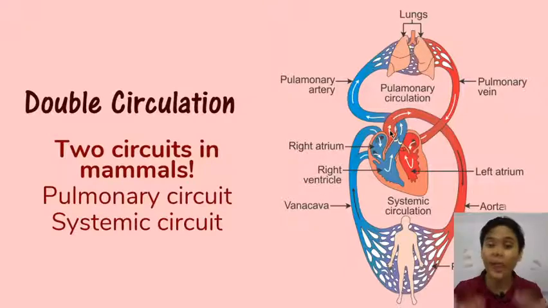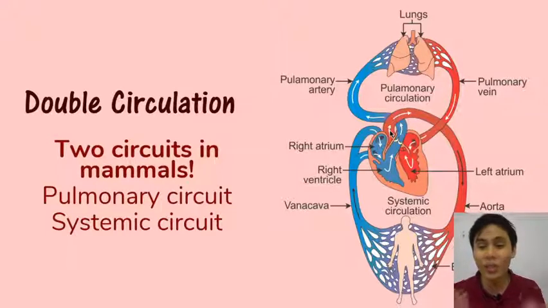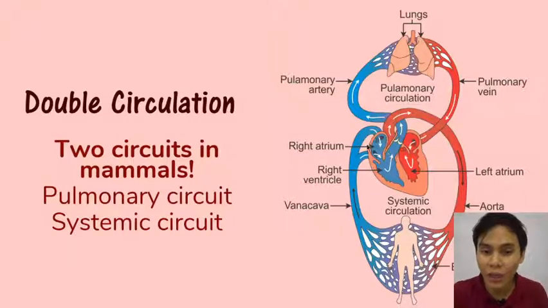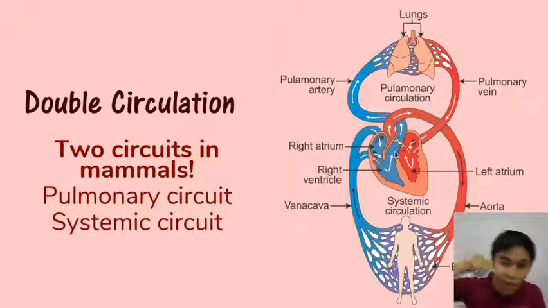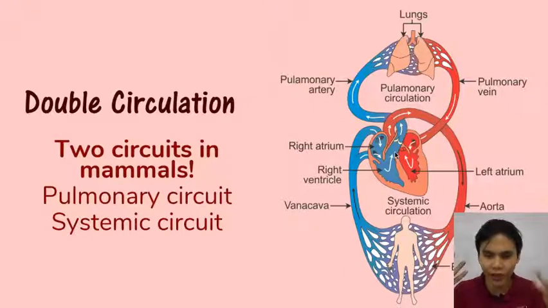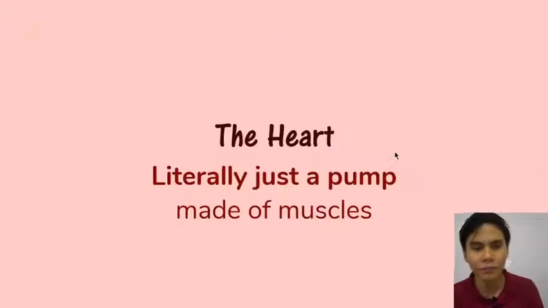So again, if your blood's going in a circuit between your heart and your lungs and back, that means it's called the pulmonary circuit. The other circuit is the systemic circuit because your blood circles around the body systems and the heart. So the systemic circuit is from your heart to the body and back to the heart. So again, two circuits, the lung circuit, the pulmonary circuit, and the body circuit, the systemic circuit. So don't forget, two circuits in mammals, just for mammals.